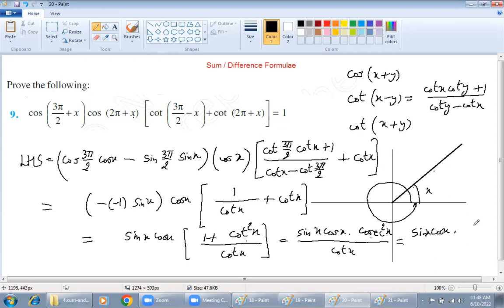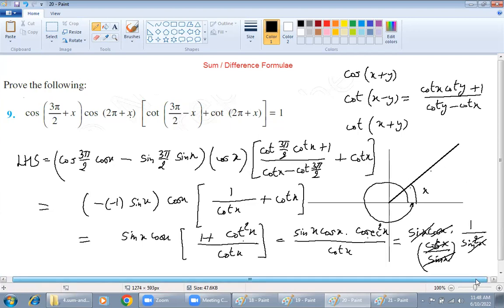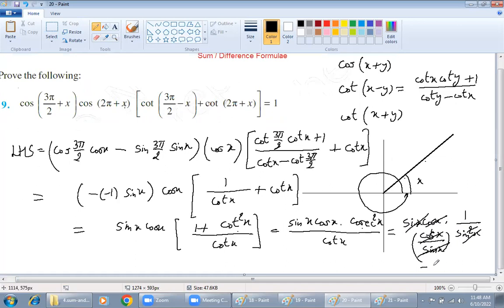Cosec x means 1 by sin. So cosec square x means 1 upon sin square x. Whereas cot x means cos x divided by sin x. So this one sin x cancels here. This leftover sin x cancels here. This cos x cancels here. So answer is 1, which is equal to right hand side. I hope this is also clear.